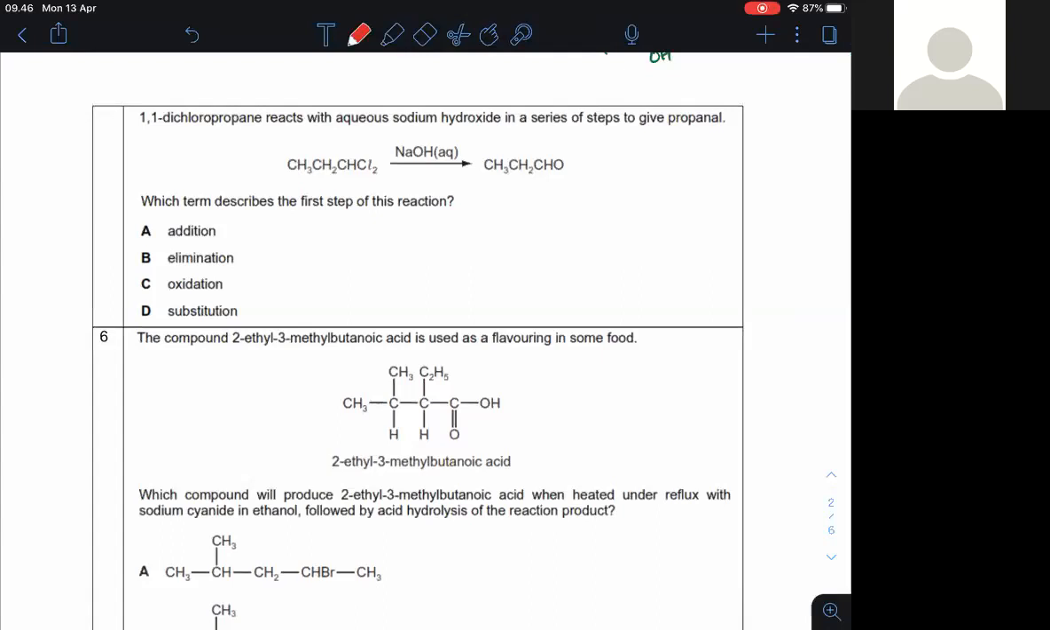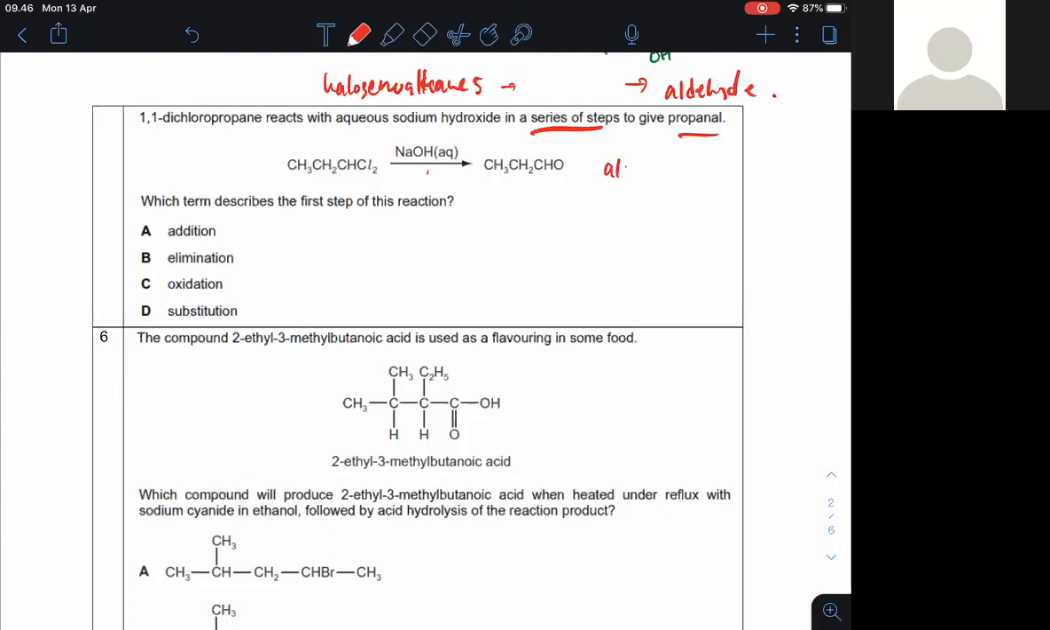1,1-dichloropropane reacts with aqueous sodium hydroxide in a series of steps, so it's not going to be a single step to give you propanol. This is an aldehyde. Now, in order to get a halogenoalkane to change into an aldehyde, here they say that it's going to react with aqueous sodium hydroxide. So the Cl is going to be replaced by OH. A substitution reaction is going to happen.